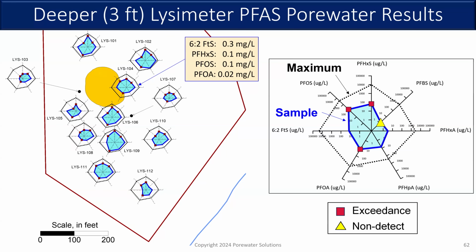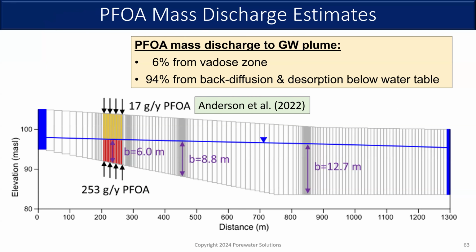PFAS declined by 2 orders of magnitude, by a factor of 100 at the next lowest interval down, but still pretty high concentrations. So taking all these data in this paper, they had actually done a mass discharge estimate of what's discharging. And for PFOA, they estimated 17 gram per year was discharging down to the water table. It's a low number because this is a semi-arid site. Infiltration rates were 2 to 5 centimeter per year, which is quite low, 1 to 2 inches per year. So it's a really small mass discharge of PFOA.